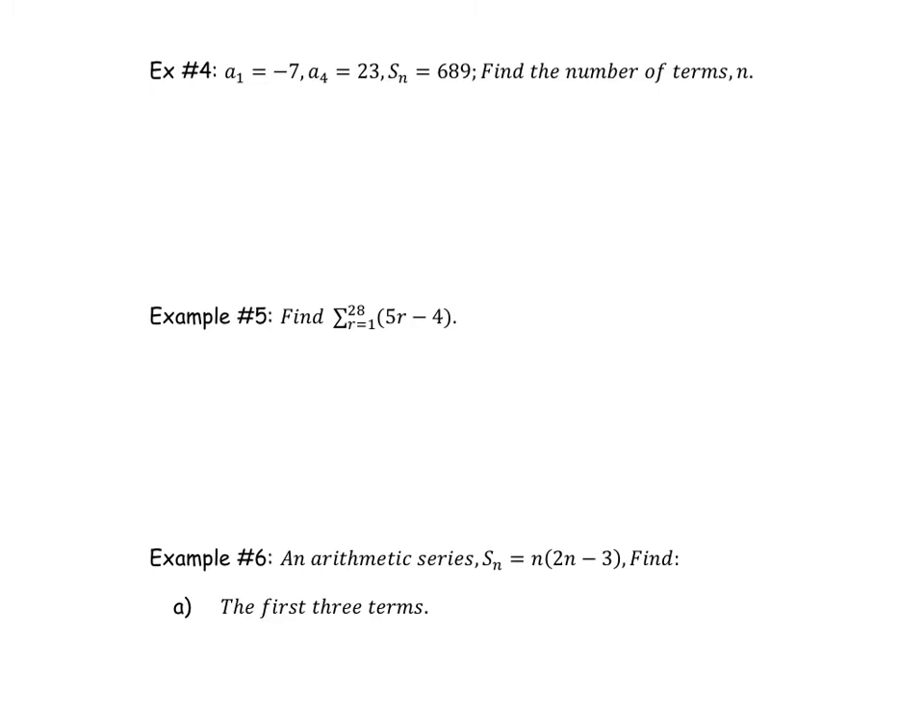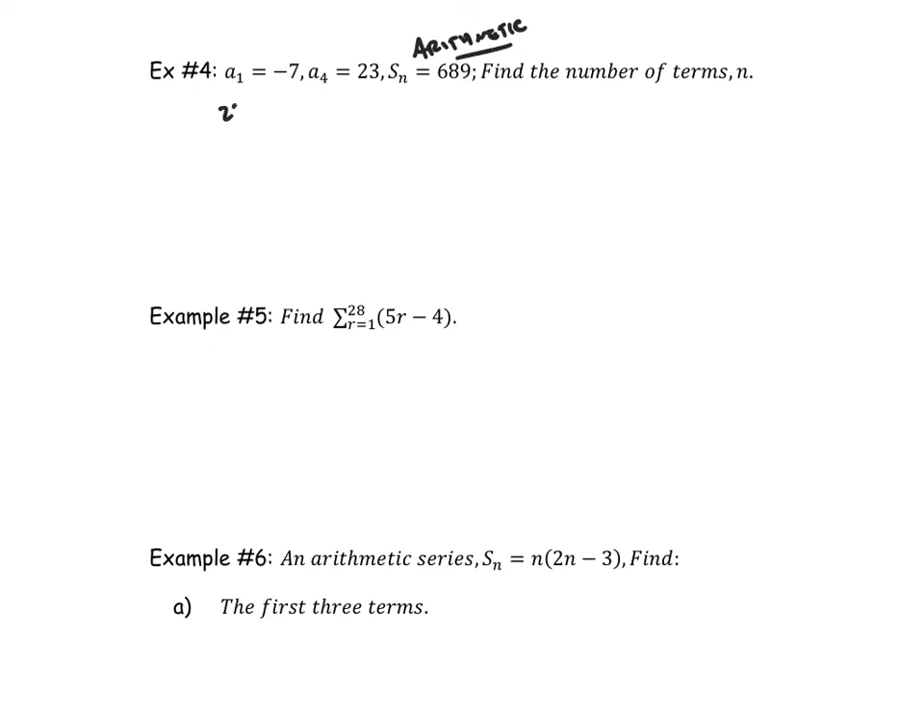Okay, so example number 4, a sub 1 is negative 7, a sub 4 is 23. The sum of the first n terms is equal to 689. Find the number of terms n. So what we want to do is find the common difference first. We're assuming this is arithmetic. So let's find the common difference first.